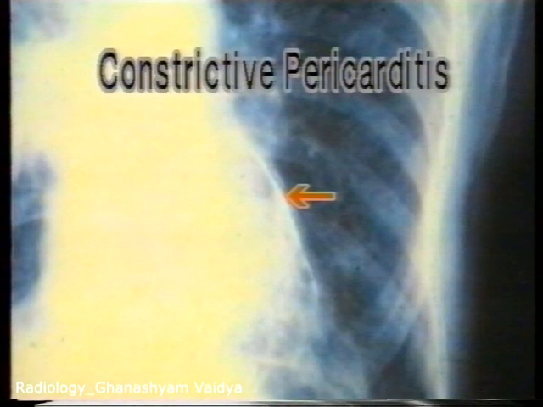In this X-ray, note the thin rim of calcification along the left heart border. This is pericardial calcification. Pericardial calcification suggests constrictive pericarditis, where there is no significant cardiomegaly but patchy calcification of the pericardium.